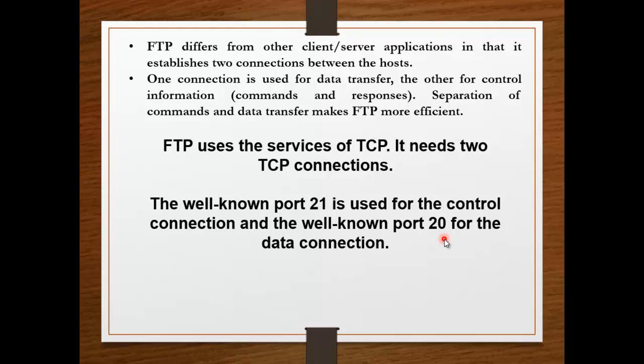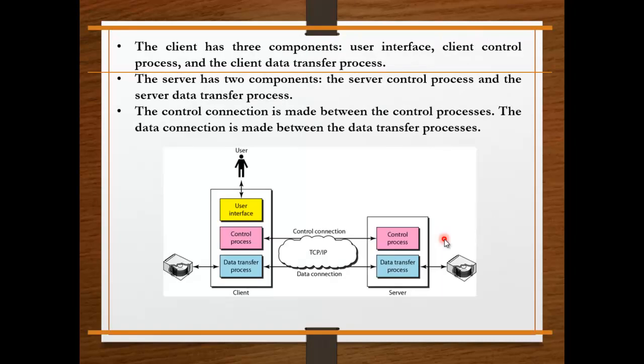Normally when we see one client and one server, we will be establishing a single connection. Here two connections will be established. Over TCP/IP, you will be establishing a control connection and a data connection. On the client side, the user interface will be there, and there is a control process and a data transfer process, for transfer from one storage device to another, or from the memory of your client to the memory of your server.